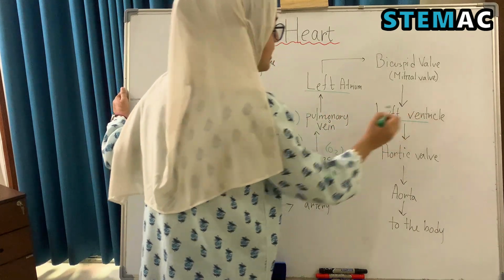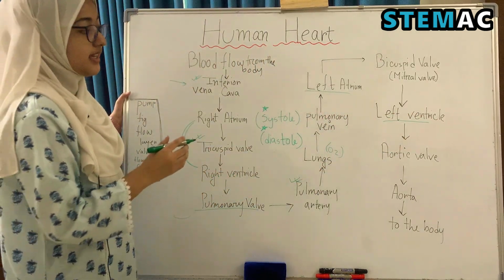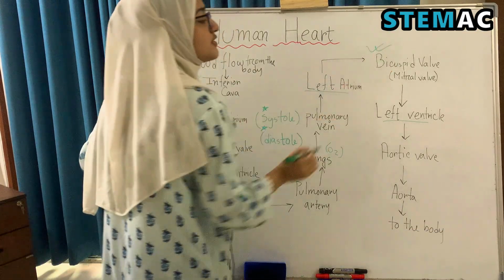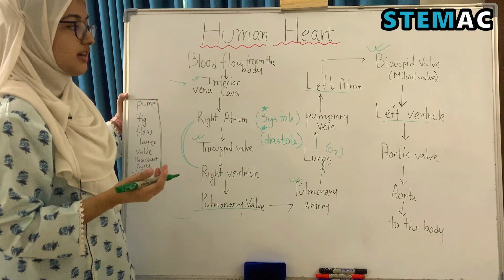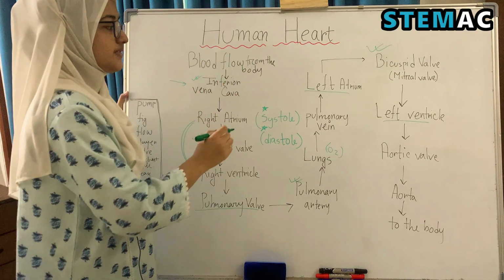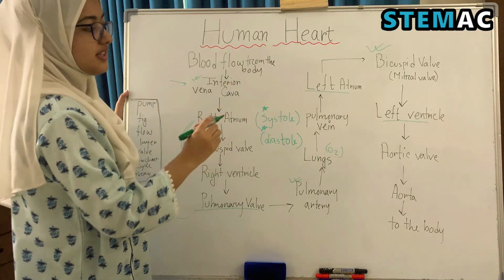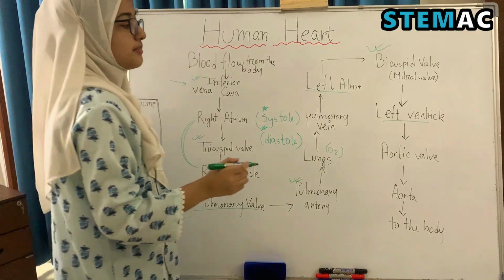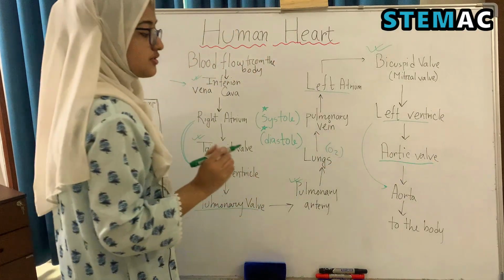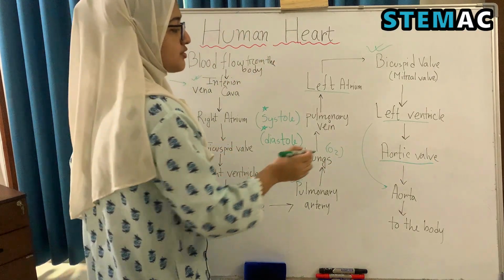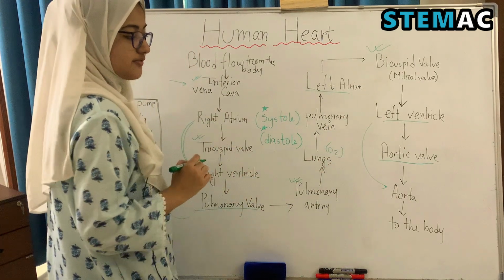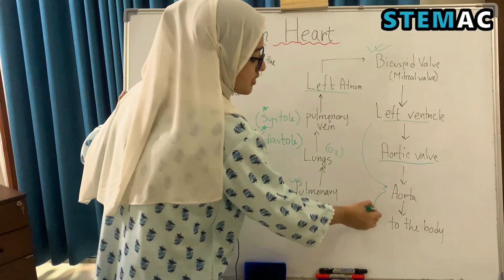and from the left atrium it comes towards the left ventricle, and the valve that works between the left atrium and left ventricle is called the bicuspid valve. Another name we call it is the mitral valve. Then the blood goes towards the aorta through the aortic valve. So the valve that works between the left ventricle and aorta blood flow is called the aortic valve. And through the aorta it goes towards the whole body.